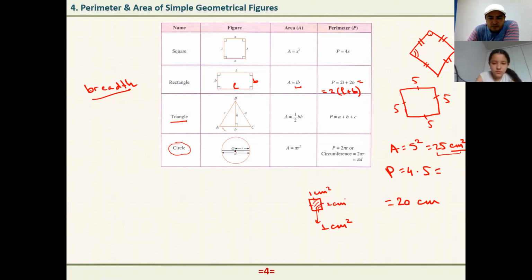So, and that is the center of the circle. All these points are equidistant, have the same distance from this point. And the distance from this center to any point on the circle, we call this the radius, right? And two radii together make the diameter. Because what is diameter? Diameter is 2 radii. Okay. Anyway, how do you find the area of the circle?